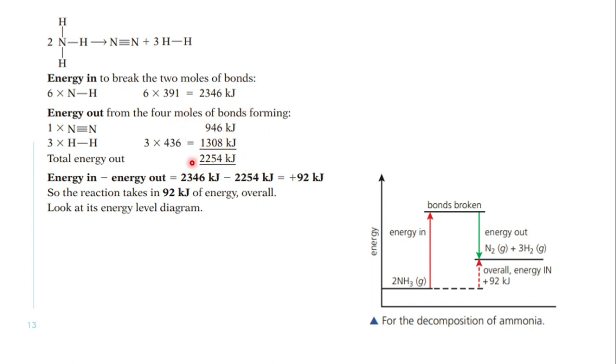Now add the values of N2 and H2 to get the total energy given out by the products. Calculate the energy change by the formula: energy taken in minus energy given out, we get plus 92 kJ. The positive sign indicates it was an endothermic reaction.